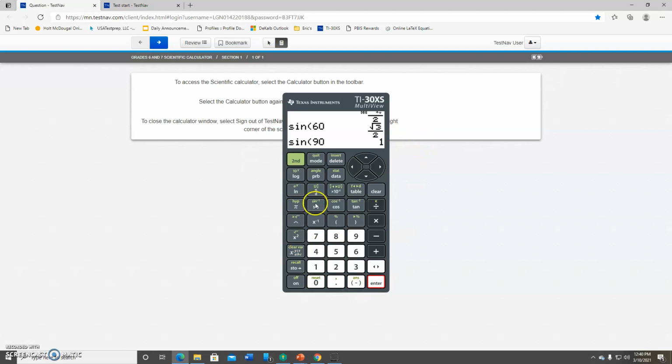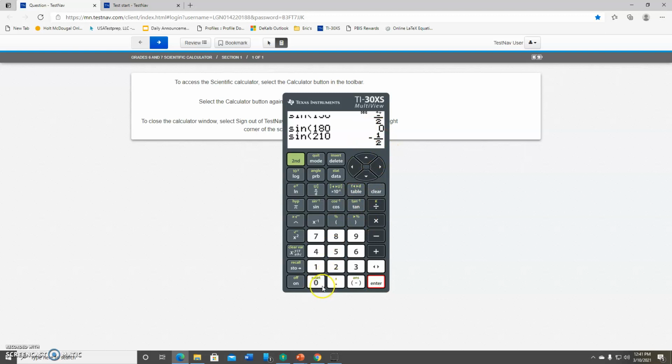90 degrees. 1. Sine next would have been 120. Radical 3/2. Again, next one would have been 135. Oops, let's do sine first. Sine 135. Back to the radical 2/2. Sine of 150. Back to 1/2. Sine of 180. 0. Sine of 210. Back to, now negative 1/2.